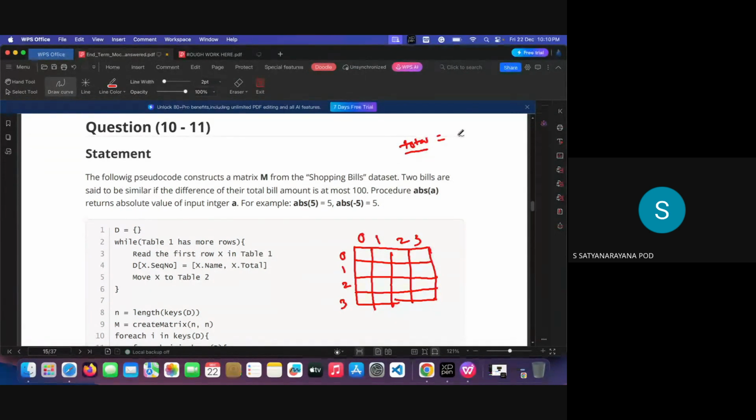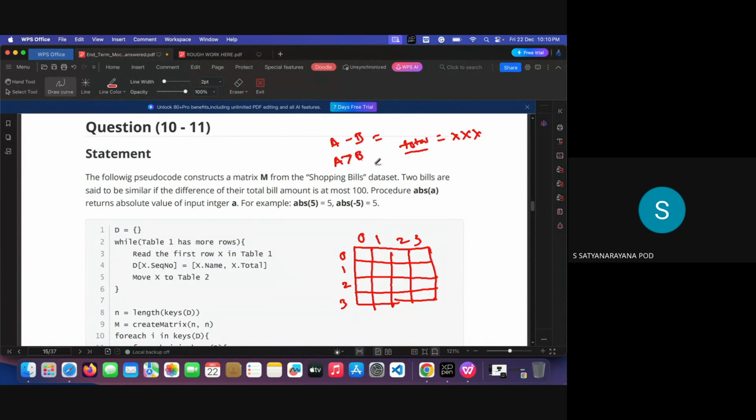At the bottom you can find all quantities and costs added. So the total you find at the last of the bill. The difference between bill A and bill B, at most 100, means they are taking the absolute. Sometimes bill A might be bigger, A bigger than B.